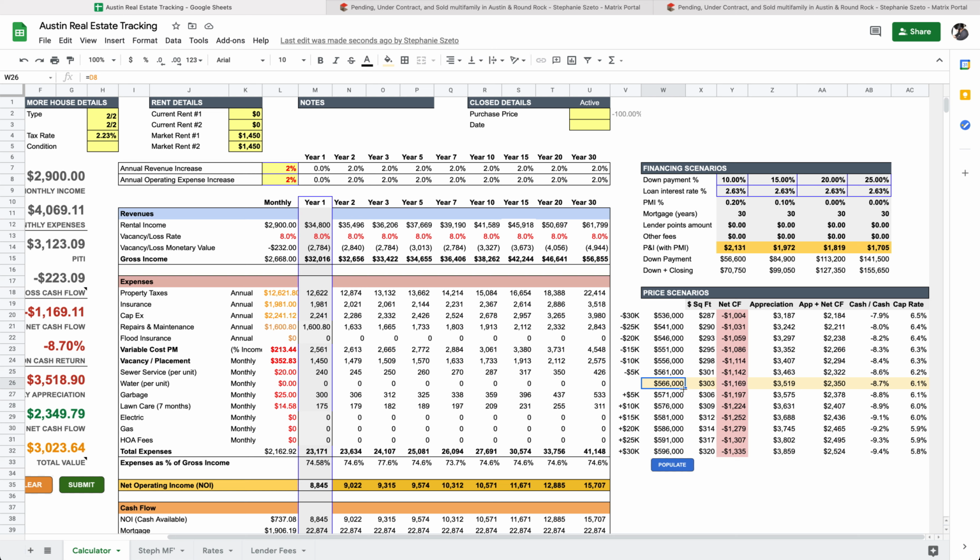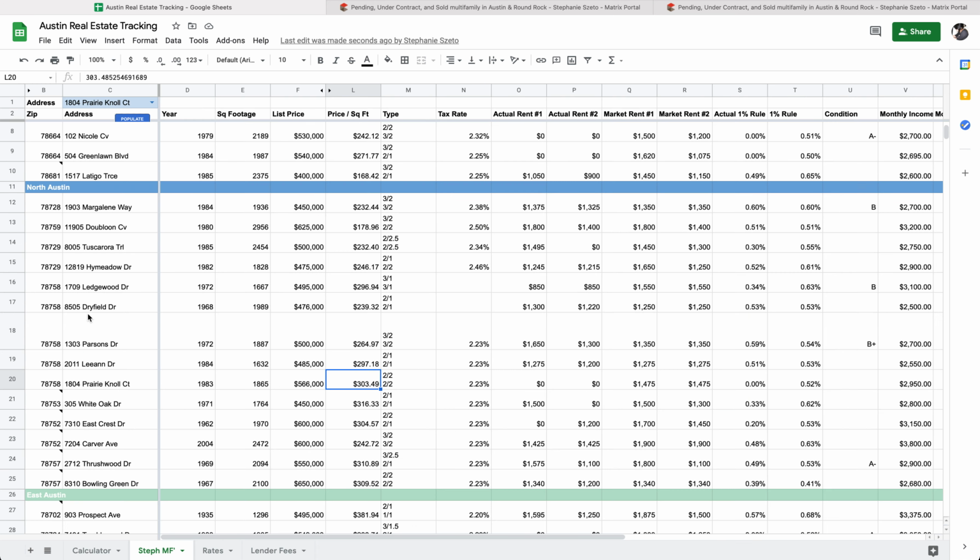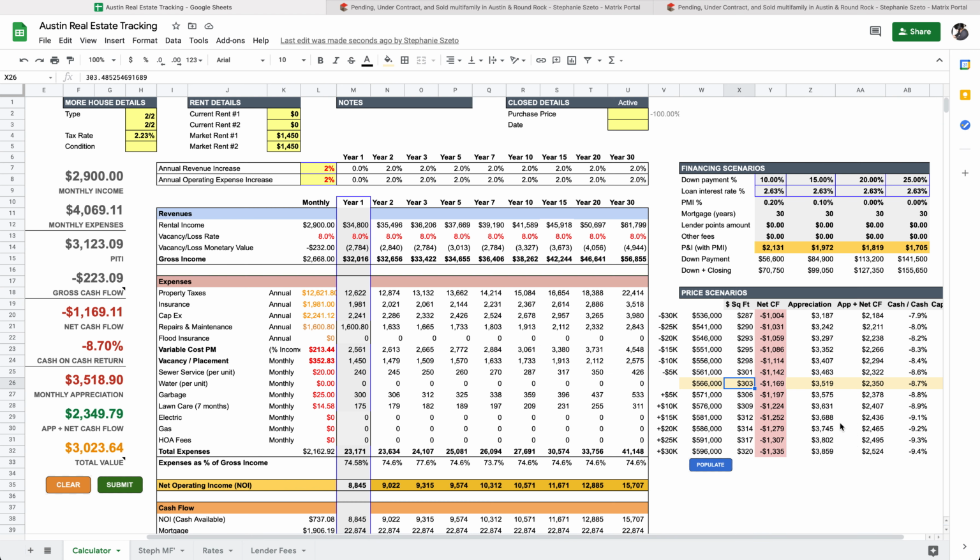As you can see, right now we're at 566. It's around $300 a square foot. If we compare it to the other houses in the zip, which is 78758, it looks like it's within range. It's a little bit pricier than the others for sure, but it's in the same general ballpark. So that's what it looks like.